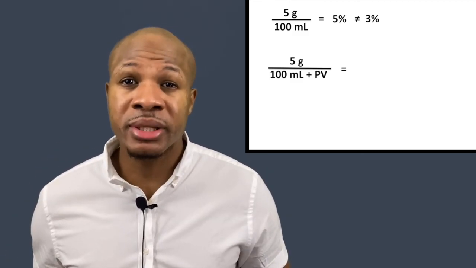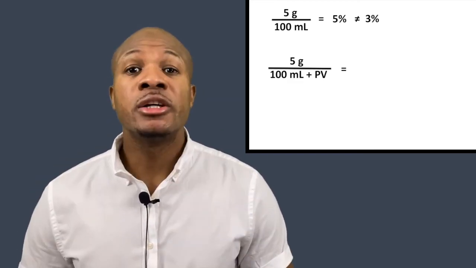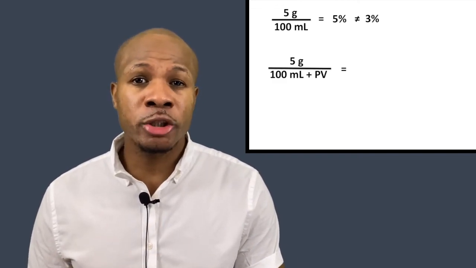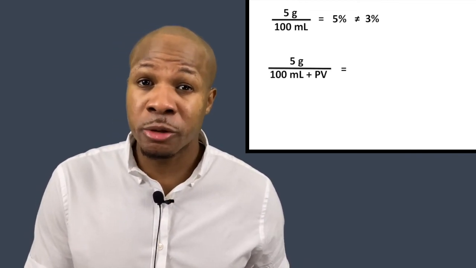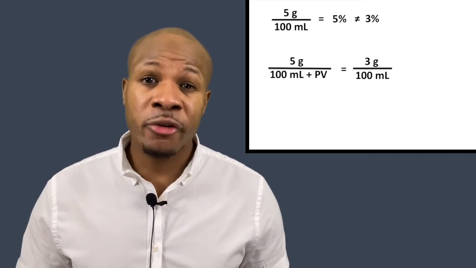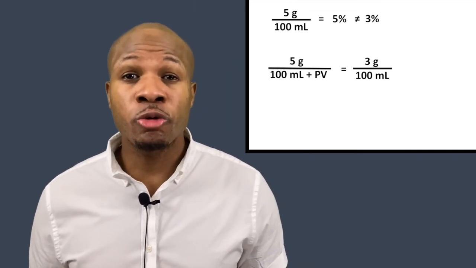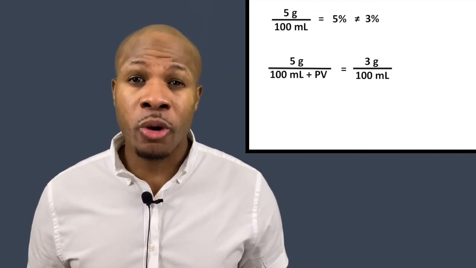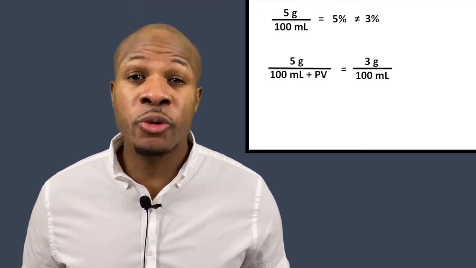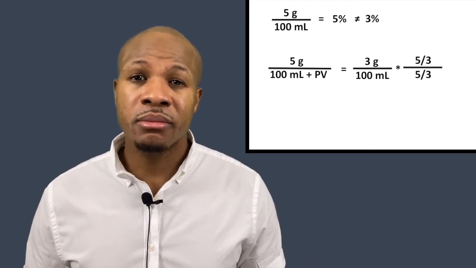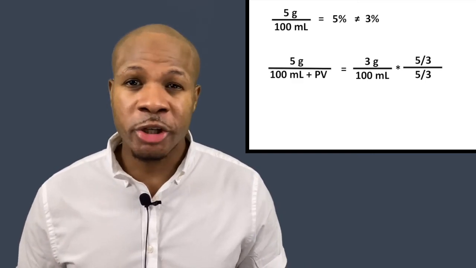So let's answer this question taking into account not only the sterile water volume, but also the powder volume. So we know that when we added 100 milliliters of sterile water to the 5 grams of drug R, it gave us a 3% solution. So what does that mean? That means that 5 grams divided by 100 milliliters plus the powder volume is equal to 3 grams divided by 100 milliliters. So now we can use this equation to solve for our powder volume. But an easy way to do it is to multiply the right side by 5 over 3 divided by 5 over 3. Because 5 over 3 over 5 over 3 is just equal to 1, so you're not changing anything.